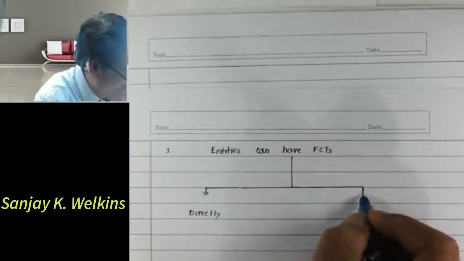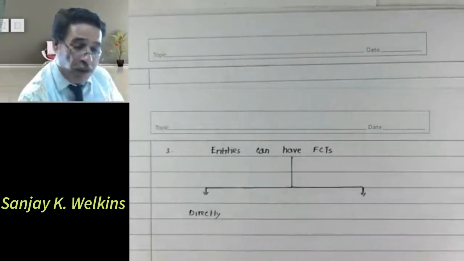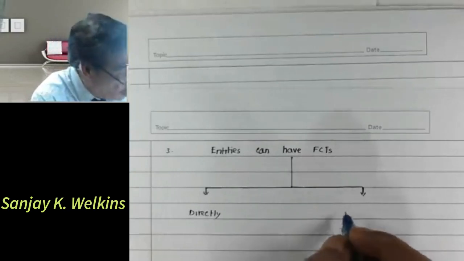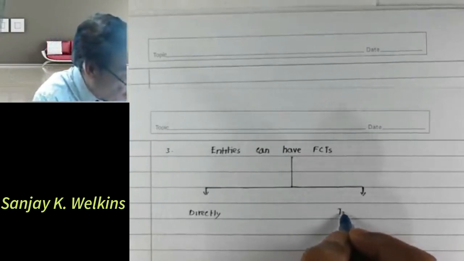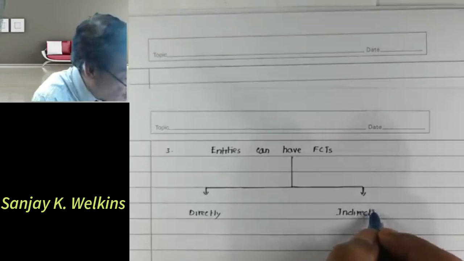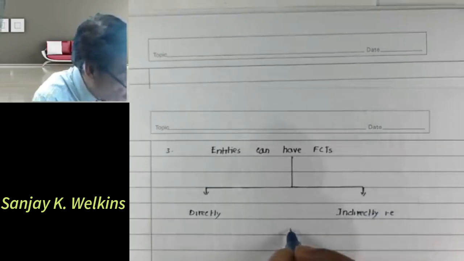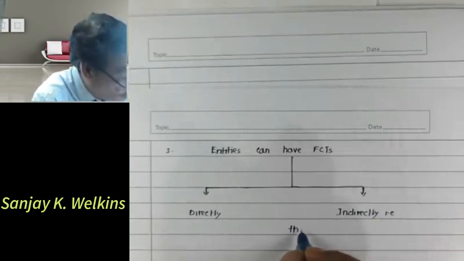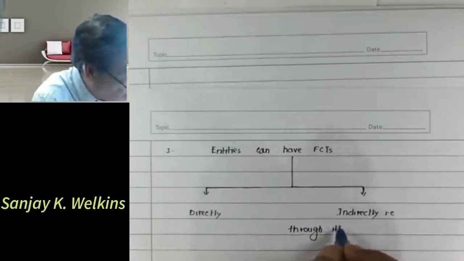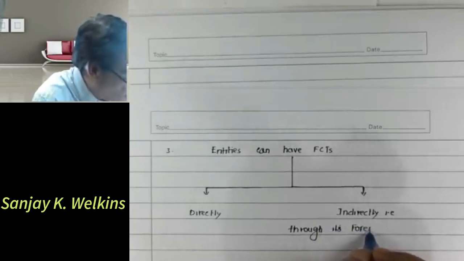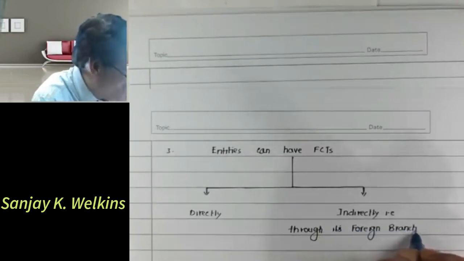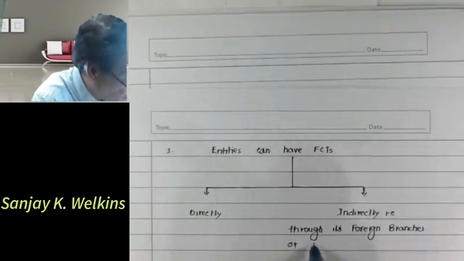Indirectly means your head office is in India and you are having a branch, let us say, in some other country, and obviously branch is selling the goods in other country, that means in a different currency. So indirectly, so that means foreign currency transaction could be direct or indirect. Directly or indirectly, that is through its foreign branches or subsidiaries. Foreign branches or subsidiaries, correct?